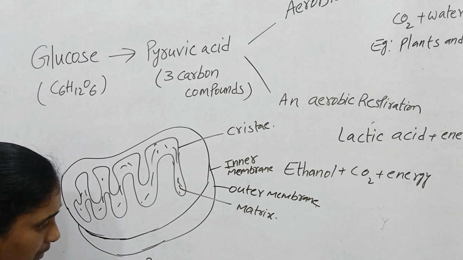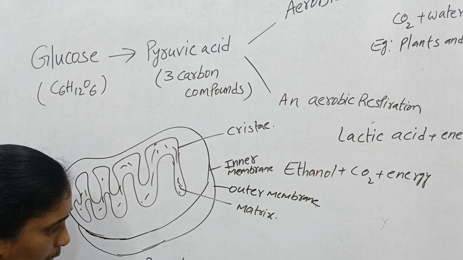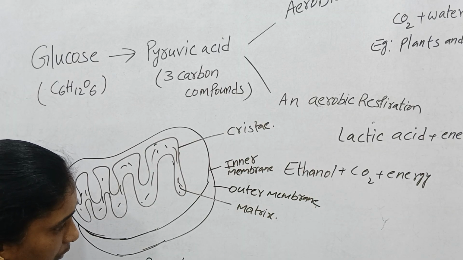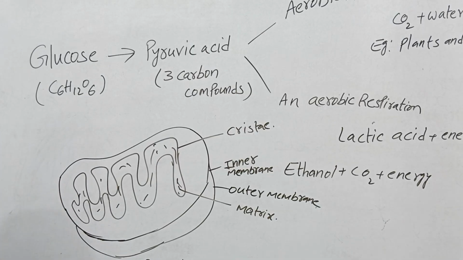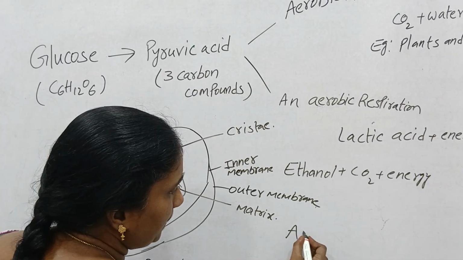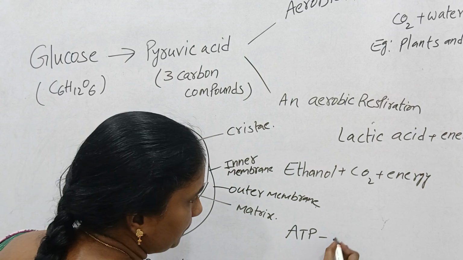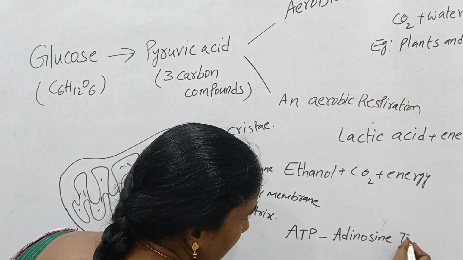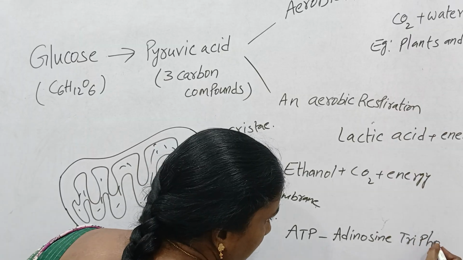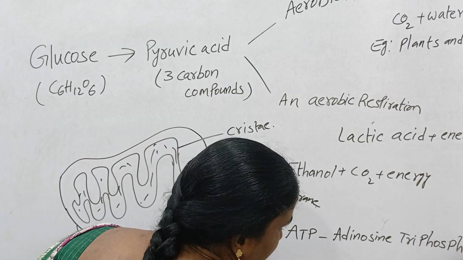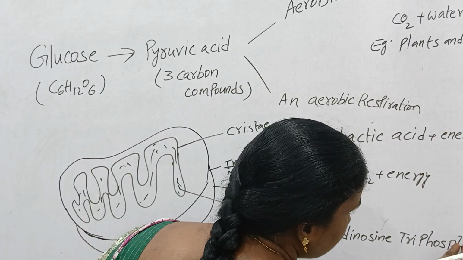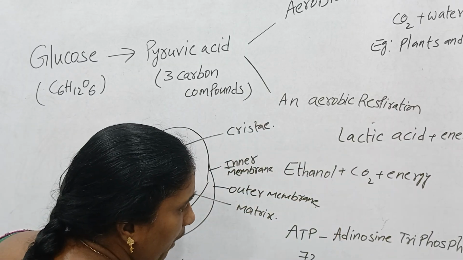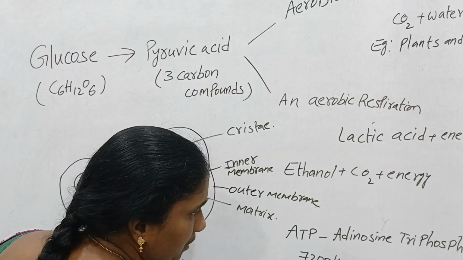Why is it called the powerhouse of the cell? Energy will be stored in mitochondria. So it is called the powerhouse of the cell. In which form is energy stored in mitochondria? In the form of ATP. ATP means adenosine triphosphate. So each ATP contains 7200 kilocalories of energy. Okay now.